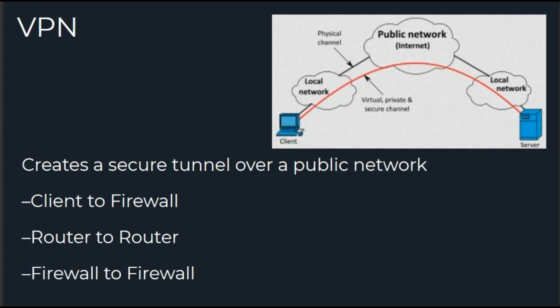So what is VPN? A VPN, or virtual private network, helps by establishing a secure connection over an insecure network such as the internet. This is a great alternative to a private WAN connection since internet access is usually cheaper and it's available pretty much everywhere. It works between client to firewall, router to router, firewall to router, and firewall to firewall.